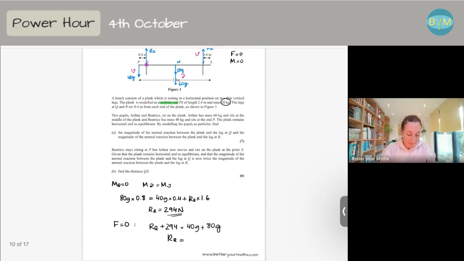And I get 882 newtons, or 90g if you prefer. And this one is 294, 30g. Very simple if you take a minute to think which is the most convenient point.